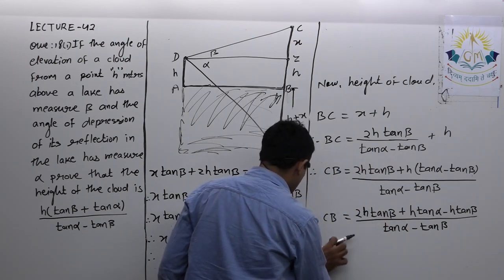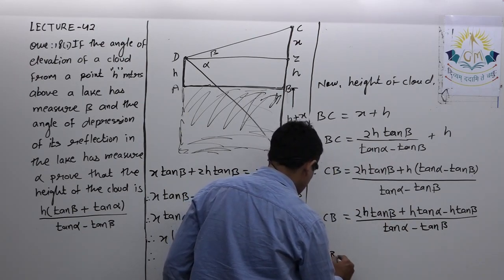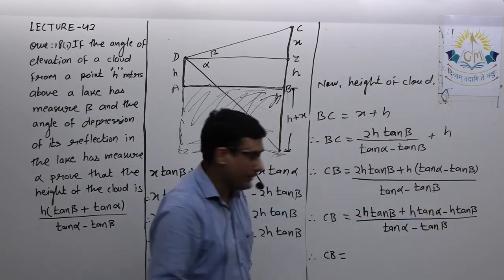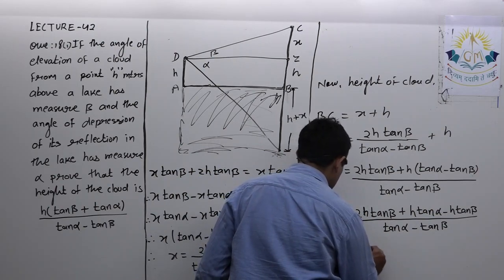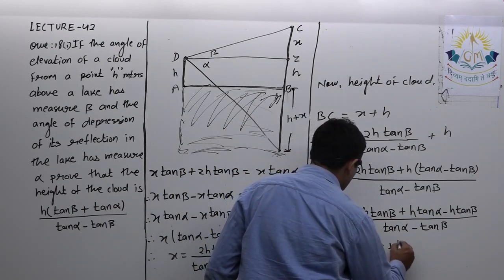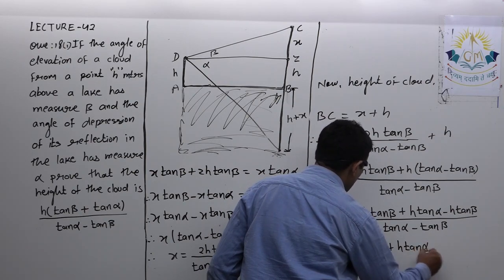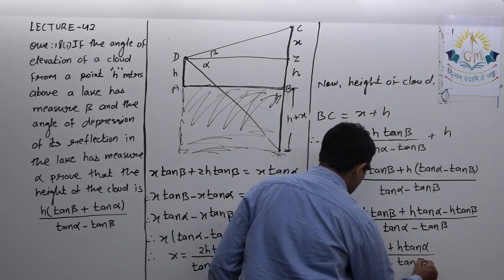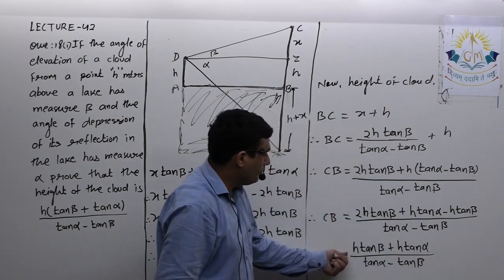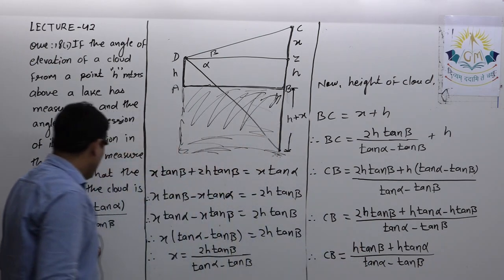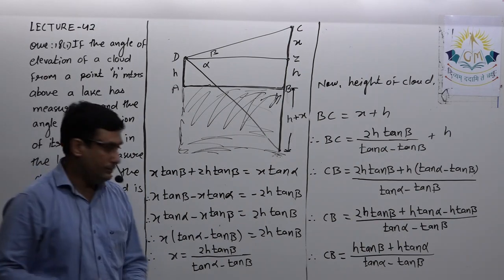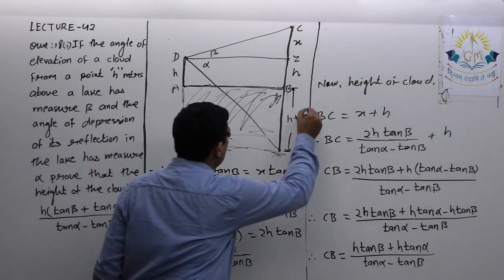So CB is equal to, now see, 2h tan beta minus h tan beta gives you h tan beta. So h tan beta plus h tan alpha upon tan alpha minus tan beta. So this is my final answer. Just I have to take h common and I will get the result, that is h times tan beta plus tan alpha upon tan alpha minus tan beta. So please note it down.